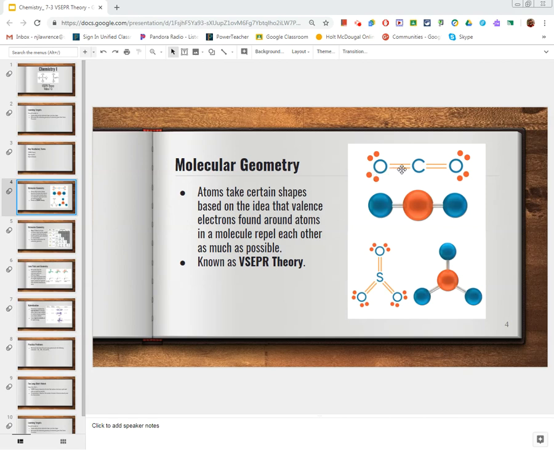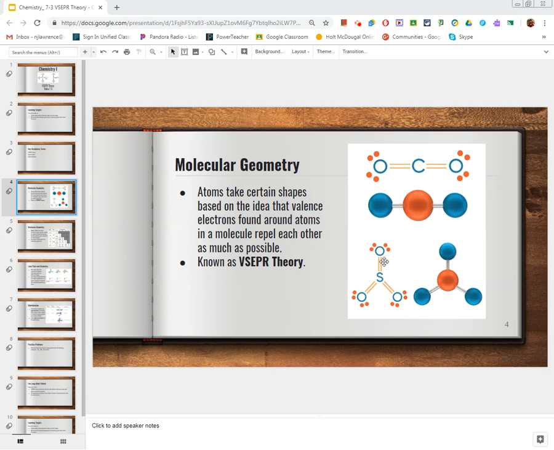Remember, a law of the universe, opposites attract. So here I have electrons, here I have electrons. To be exact, I have a double bond, which means there's 4 electrons here, double bond, 4 electrons. And so these electrons are going to push away from each other as much as possible and create what we're going to call a linear shape.